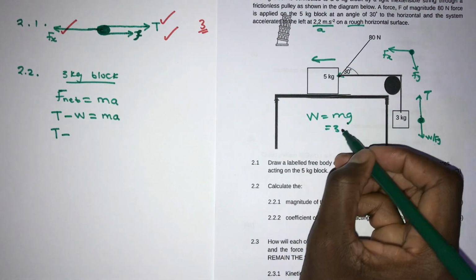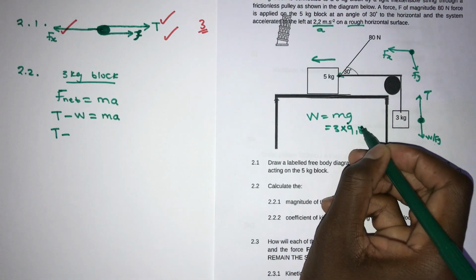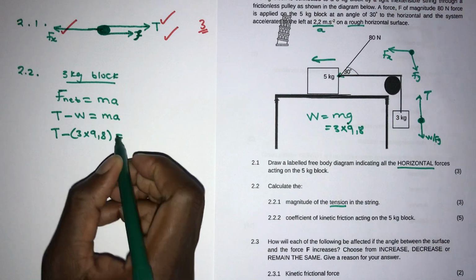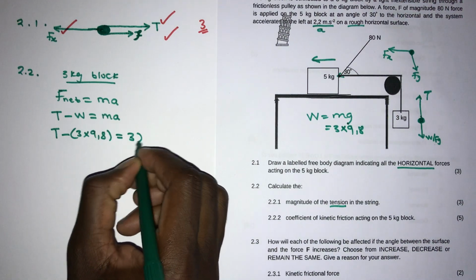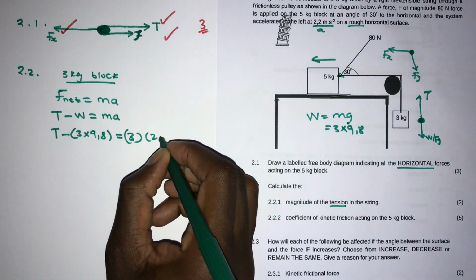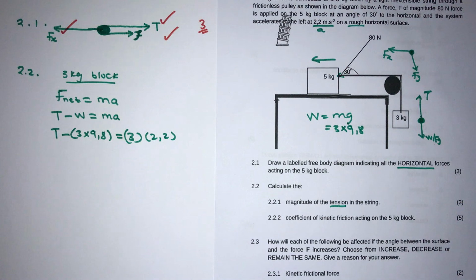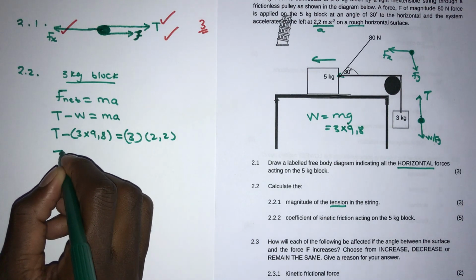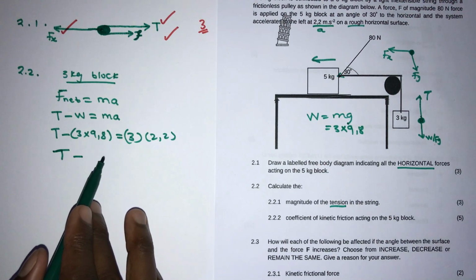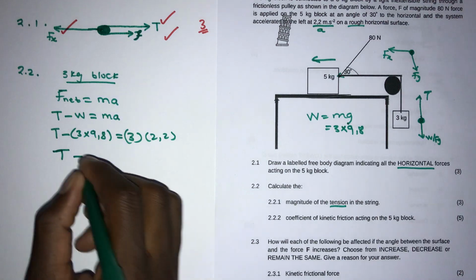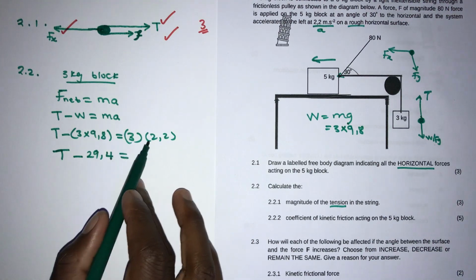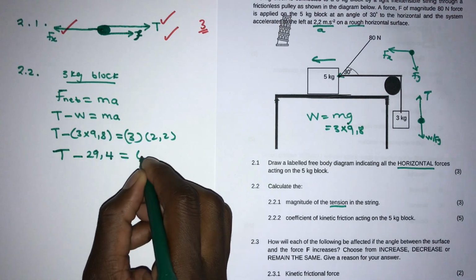m is 3 kg. g is 9.8. So here we're going to have 3 times 9.8, where the mass is 3, and then the acceleration we're given as 2.2 meters per second squared. So now T minus 3 times 9.8, we're going to have 29.4, equals 3 times 2.2. This is 6.6.